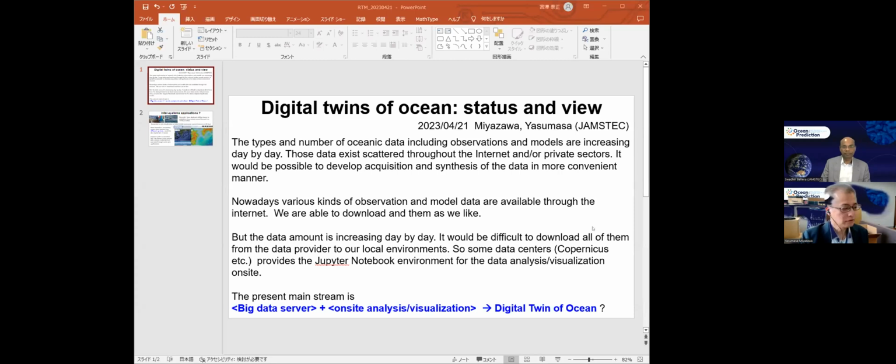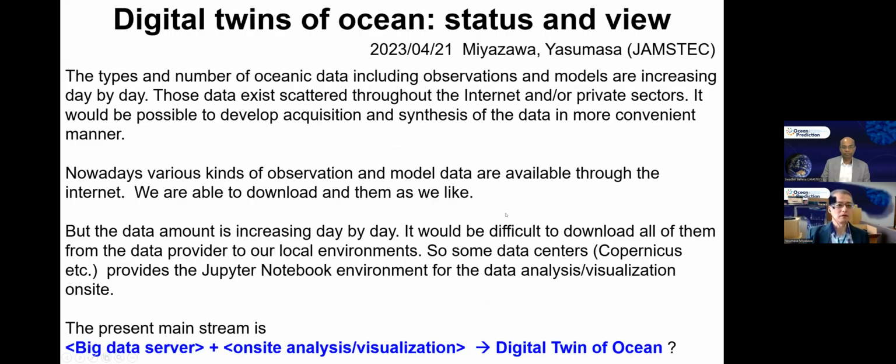I am Miyazawa from JAMSTEC. I'm talking about two possible concepts of digital twins of the ocean. The types and number of oceanic data, including observation and model, are increasing day by day, as you know. Those data exist scattered throughout the internet or the private sectors. It would be possible to develop acquisition and synthesis of the data in a more convenient manner.